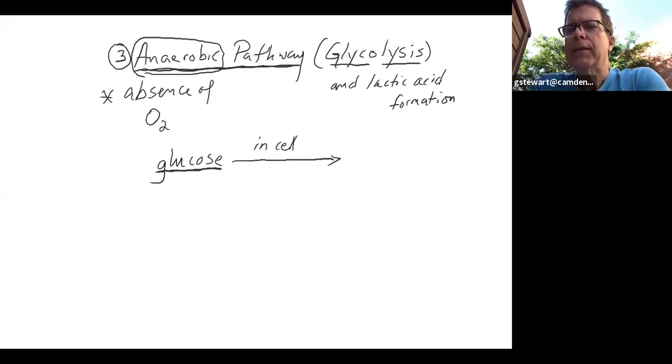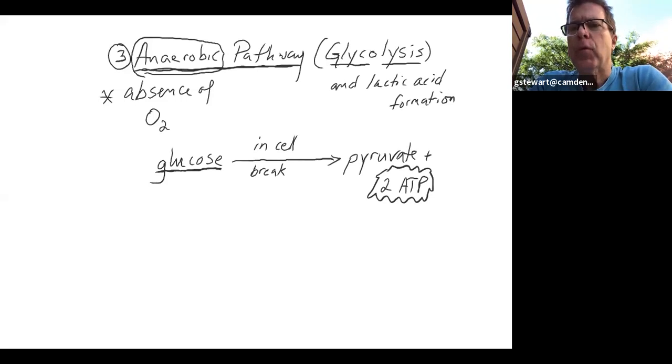When we break the glucose molecule, the result is something called pyruvate plus 2 ATP molecules. That's what our muscle needs to use.